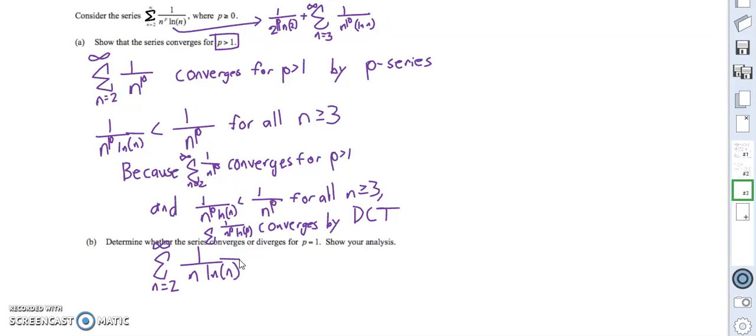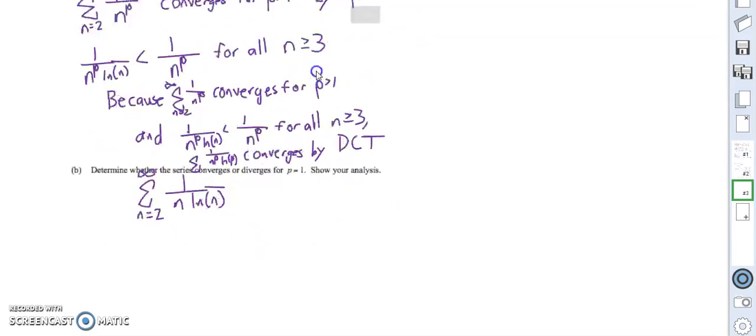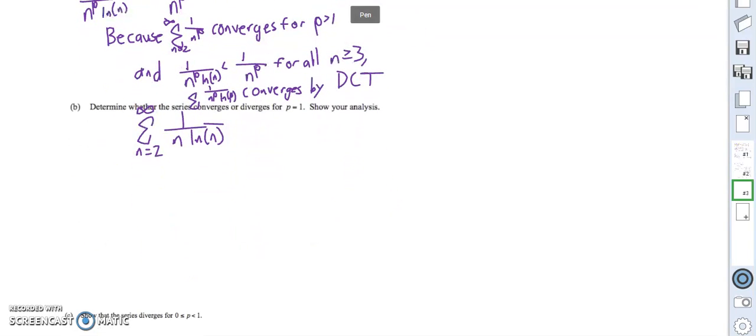Because I see a 1 over n, I see an ln of n, those seem like they go together with a u substitution. So, ready for this? We have to make sure that it is, what did we say, positive. Well, yeah. 1 over n ln of n is a positive number. 1 over positive times positive, it's going to be positive.